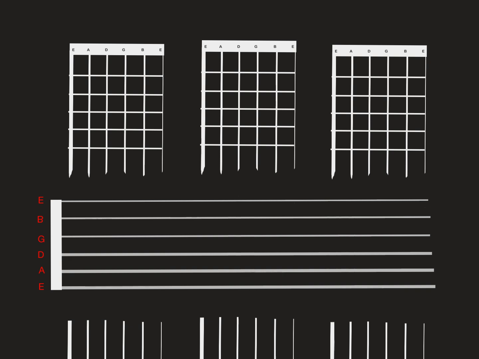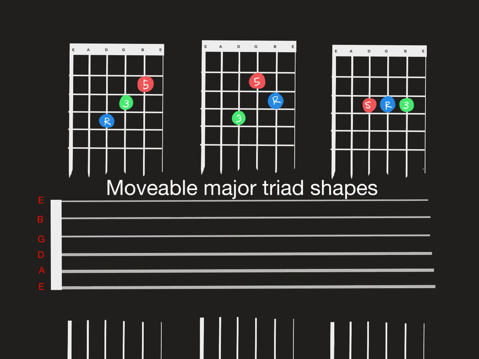Now let's take a look at some ways you can play triads. Here's a movable major shape. Here it goes: root, 3rd, 5th. But we can also do inversions, just like we did on the piano. 3rd, 5th, root, and another: 5th, root, 3rd. So here we have examples of movable major triad shapes.